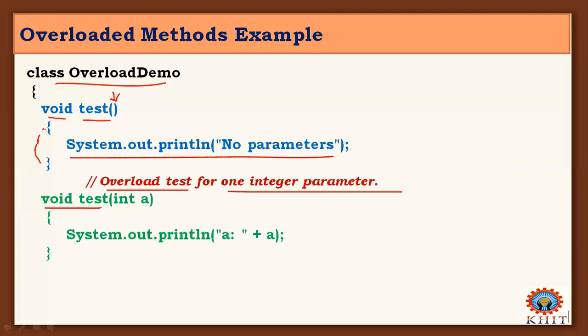For this, void test has one parameter here, and when the caller calls this function, it simply takes the parameter value as an integer and displays it on the output string. So this is a valid overloaded concept for methods. Once again check it, is it valid for method overloading of the test method? Yes.